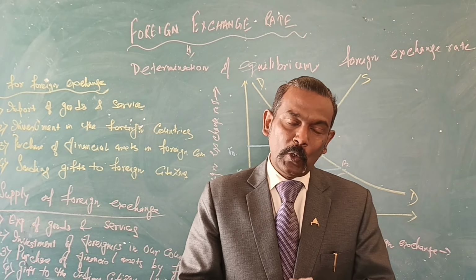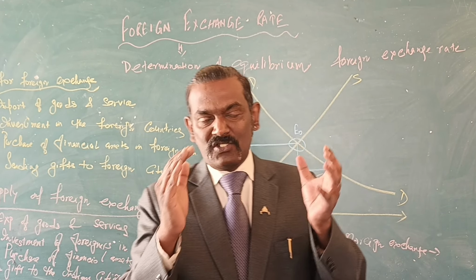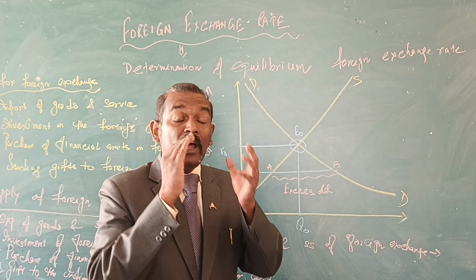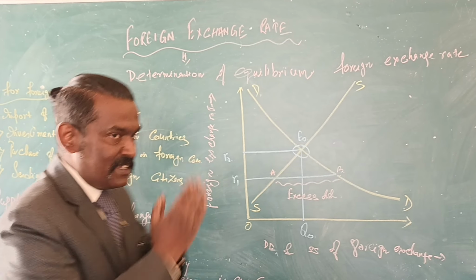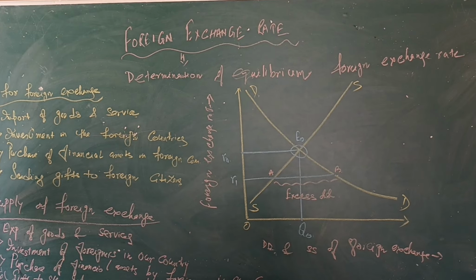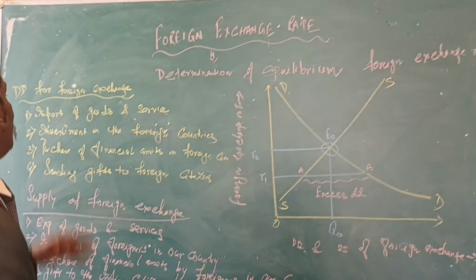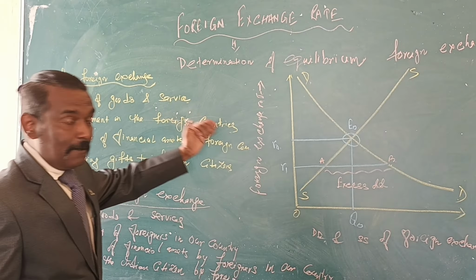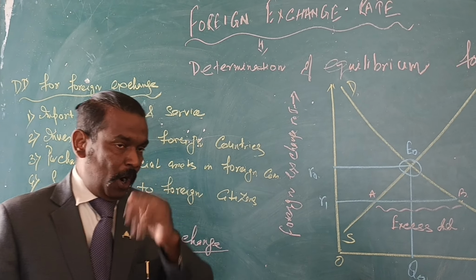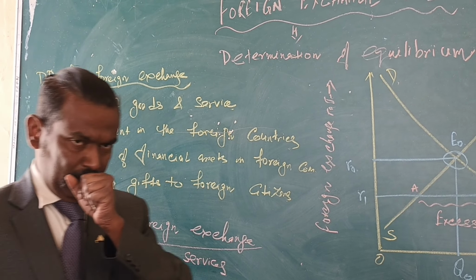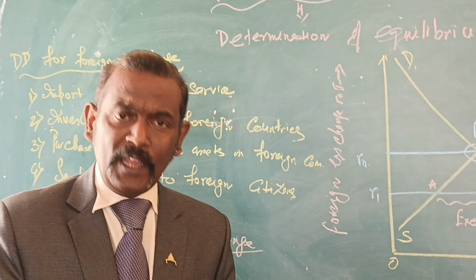In my last video, I explained the different components of demand for foreign exchange, or why the demand for foreign exchange arises. Let me explain once more. Demand for foreign exchange arises because of import of goods and services. It arises if we invest in foreign countries, if we purchase financial assets in foreign countries, or if citizens of India are sending some kind of gifts to foreign citizens.